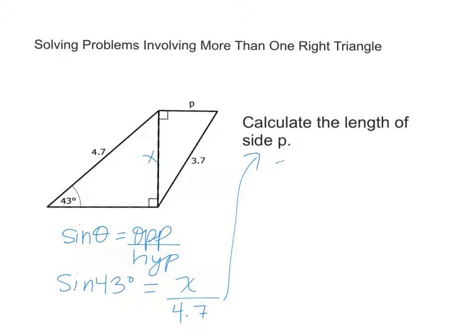From that, we get x is equal to 4.7 multiplied by the sine of 43. And I'll just use my calculator to figure that out. X is equal to 3.2. I'm not putting any units on it because there weren't any units given in the question. But X is equal to 3.2. So 3.2 centimeters or meters or inches or whatever that happens to be.